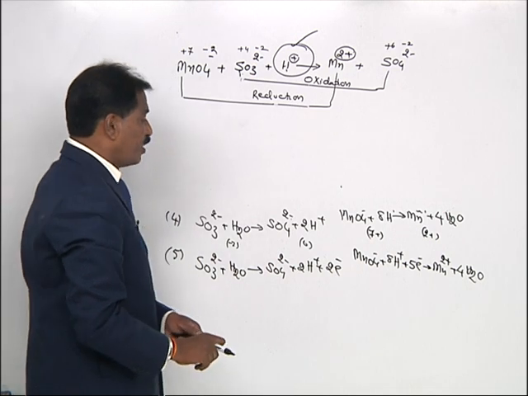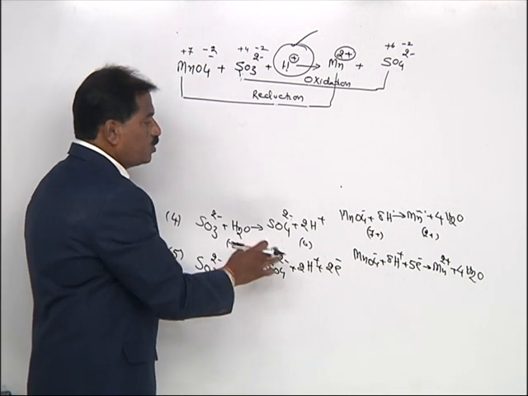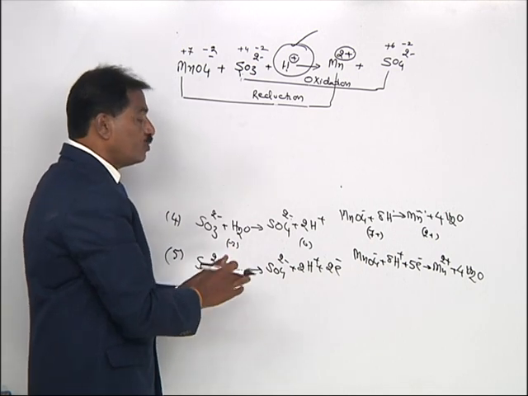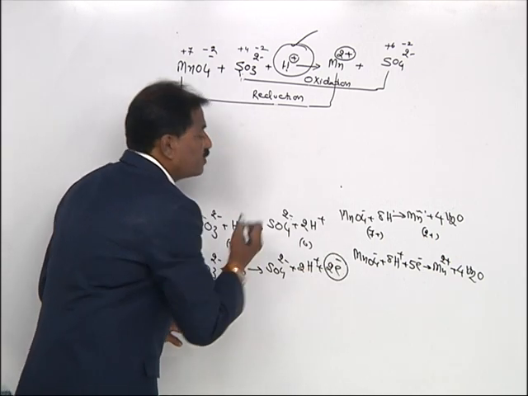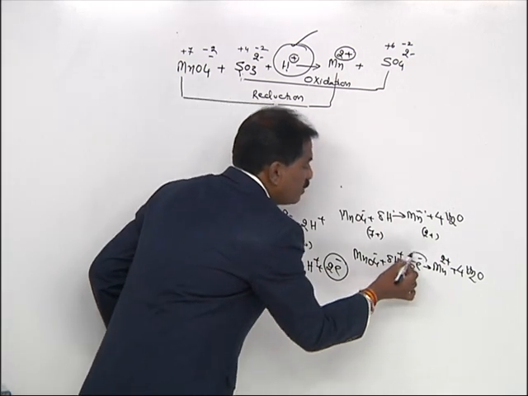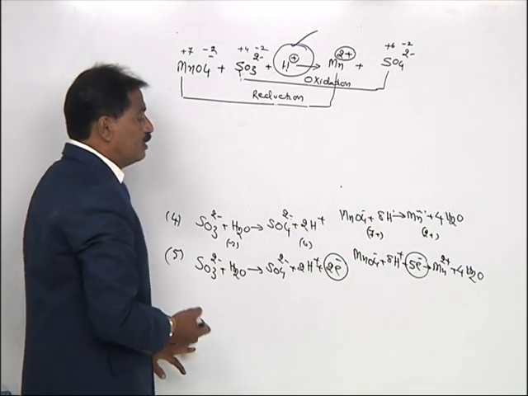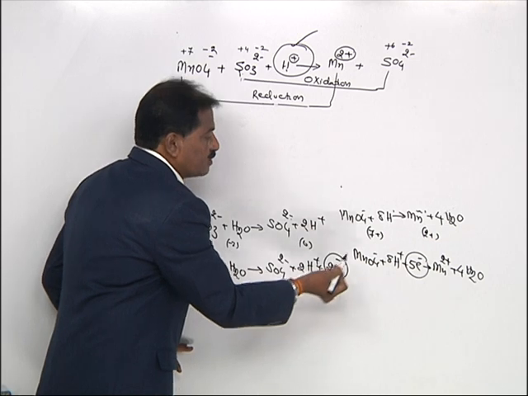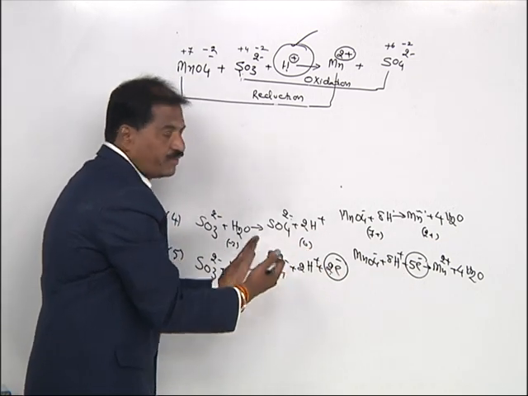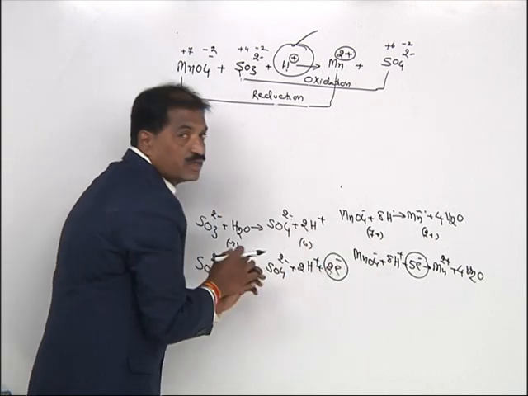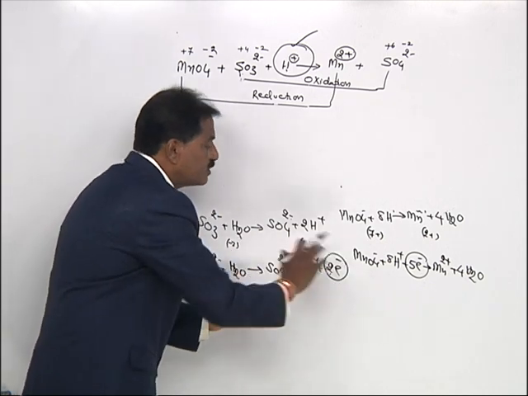Next step, after balancing the charge in both the half reactions, now we have to see that the number of electrons added into each half reaction must become equal to each other. Here we have added 2 electrons, here we have added 5 electrons. That means in these two separate half reactions, different numbers of electrons are existing. Now we have to equalize that number.